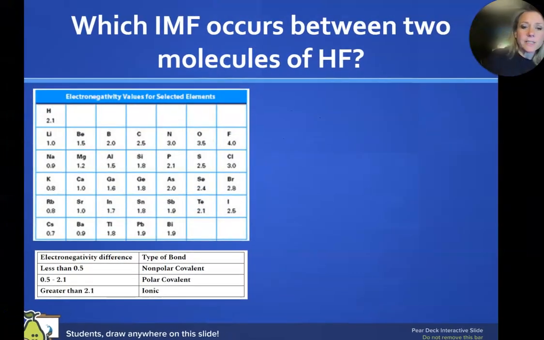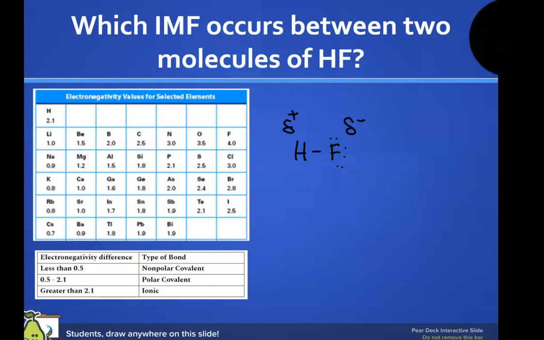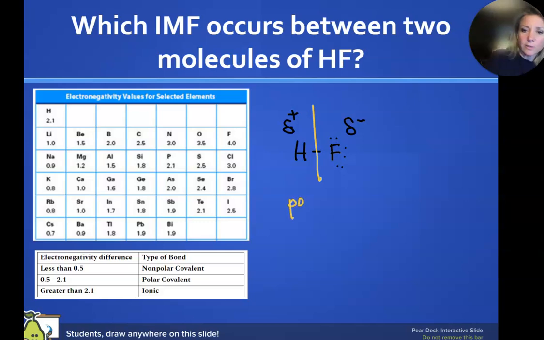So if our bond is polar covalent, let me just draw that again. Here is our HF. If it's polar covalent, that means that our electrons are going to be pulled towards the fluorine because that's the atom that has the higher electronegativity value, and that over here we're going to have our partial positive charge. And can I draw a line that separates my positives and my negatives? Yes, I can. And so if I look at this, this is a polar molecule.